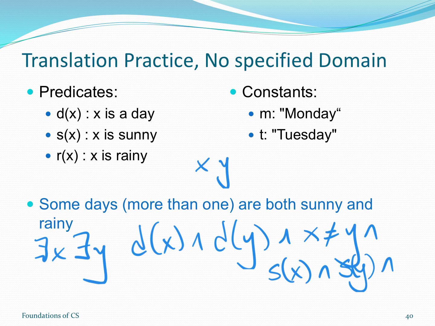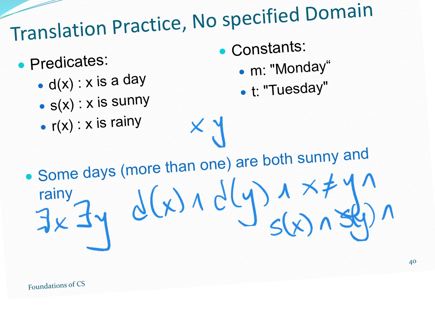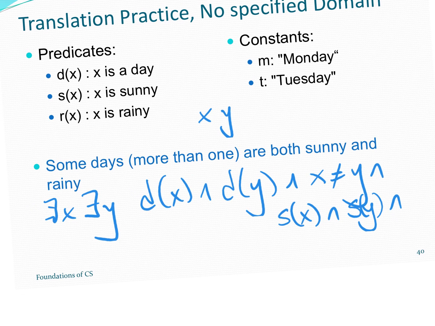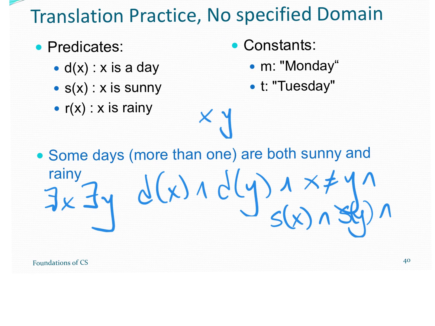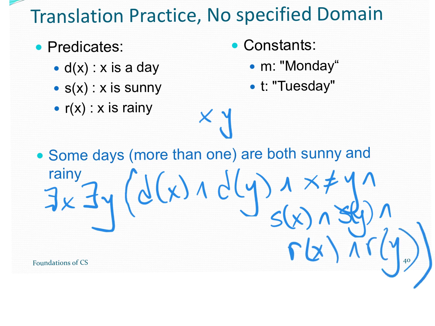X is also rainy, and rainy X and rainy Y. So it's getting big, but again, I'm talking about some, so all of these things are true for X and Y. There are at least two things in my domain that are different because I said X doesn't equal Y, so they're different. They're both days, they're both sunny, and they're also both rainy.